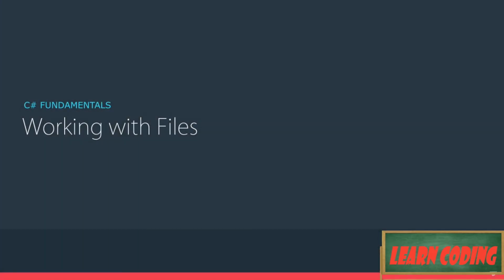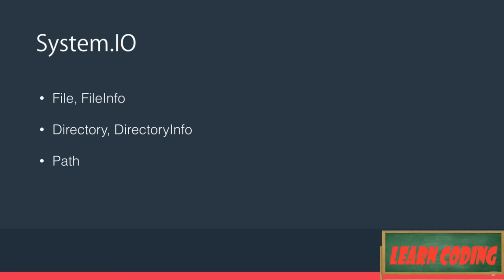Okay, in this section, I'm going to talk about how to work with files and directories in C#. In .NET, we have a namespace called System.IO, and that's where all these classes to work with files and directories are located. There are many classes in this namespace, and it's really impossible for me to go through all of them. First of all, it's going to take a lot of time, and honestly, I don't have the knowledge of every single one of them.